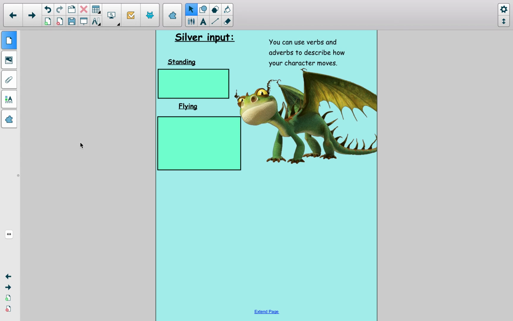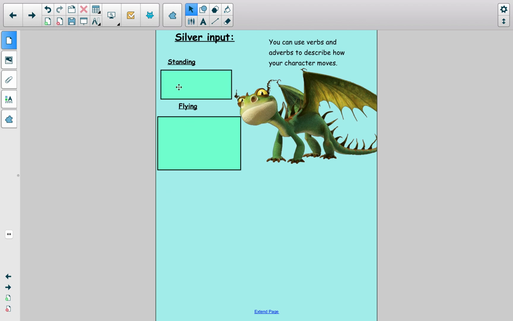For Silver task today, you'll be using verbs, which are doing words, and adverbs, which help describe the verb, to help you describe how your character moves. For example, in this picture of the dragon, you could say that he was standing. However, using more specific verbs may allow the reader to understand why he is standing or how he is standing. So instead of saying the dragon was standing, you could say that the dragon was hunting, or that the dragon was frozen whilst watching his prey.